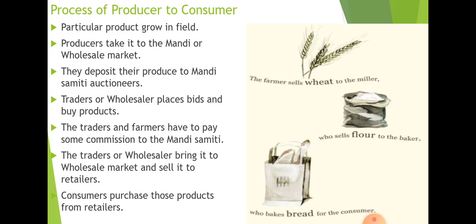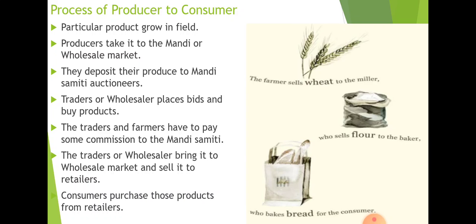So here is one more important thing you have to understand. The farmers, basically the small farmers, deposit their product with the mandi samiti, and the mandi samiti will what do? They will auction. Auction means nilami. So only registered traders can participate. Those who are registered can come to the market and purchase a product. Here the traders place a bid.